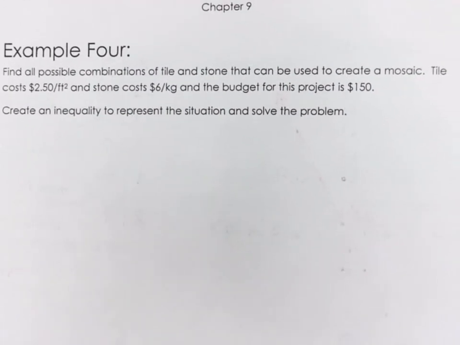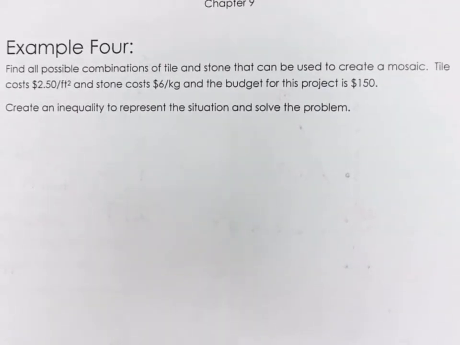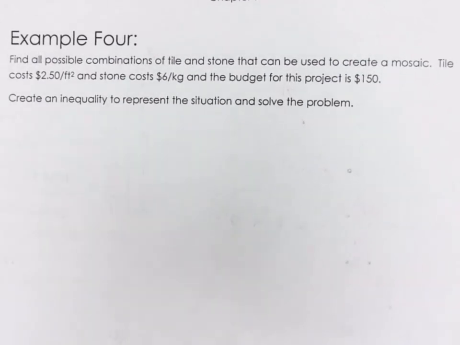All right. So here we go with a word problem, because you know, nothing says fun like a word problem. Find all possible combinations of tile and stone that can be used to create a mosaic. Do you guys know what a mosaic is? Yes. It's like pieces of many things to create like one art piece. The tile costs $2.50 per square foot, and the stone costs $6 a kilogram. The budget for this project is $150. Create an inequality to represent the situation and solve the problem. All right, here we go. You ready?